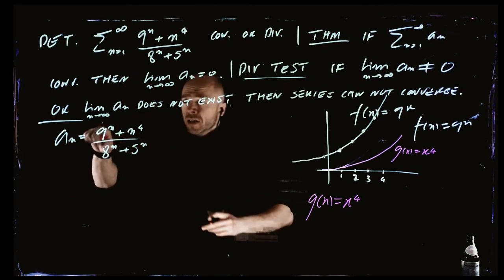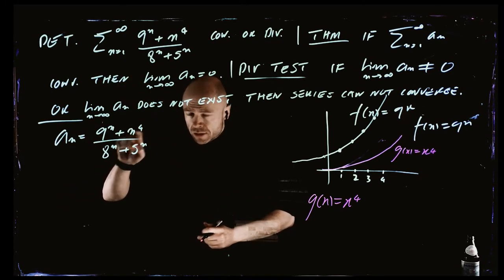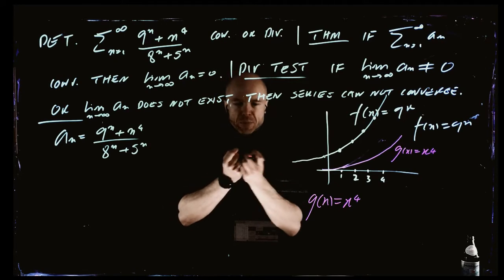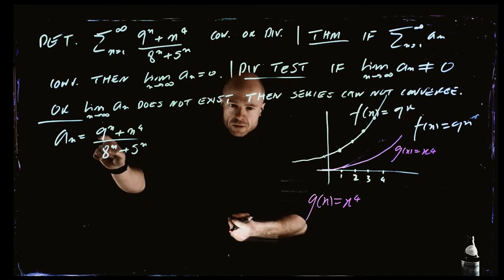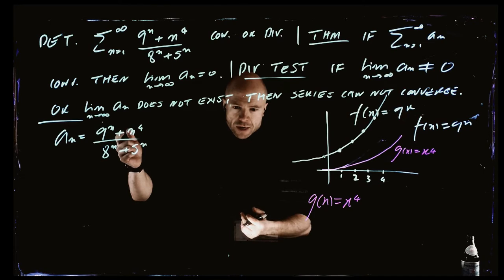For large n, we can basically forget about this n to the 4 because there's a tiny, tiny percentage difference compared to 9 to the n. It's just negligible. We can barely notice it. You see what I mean?